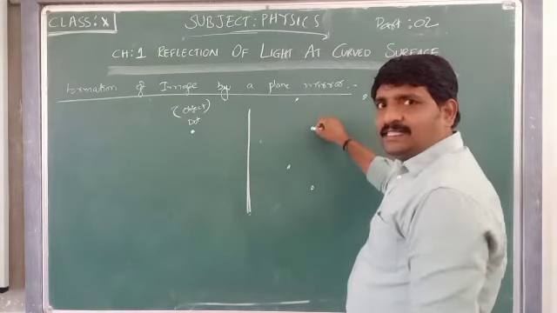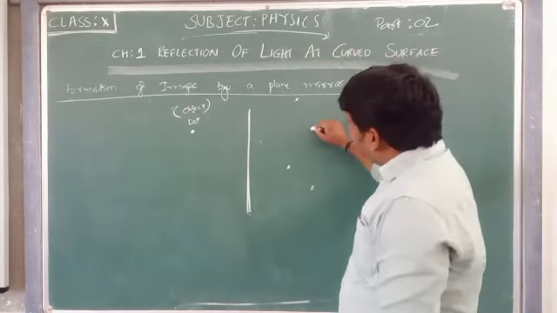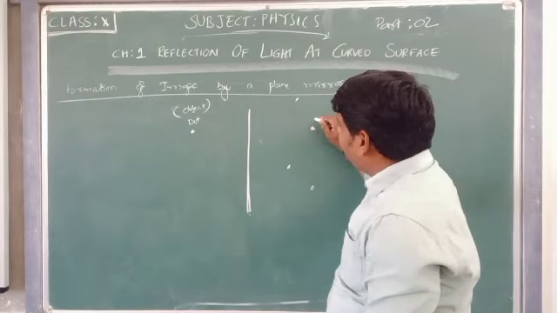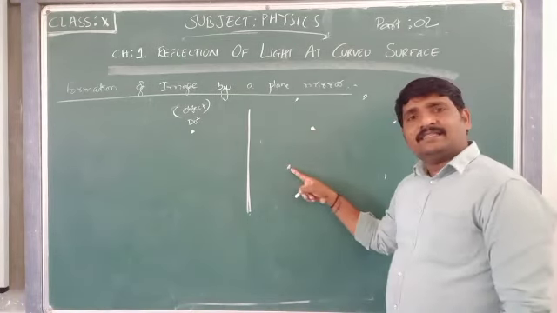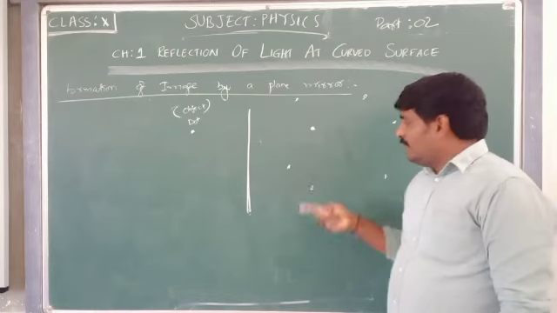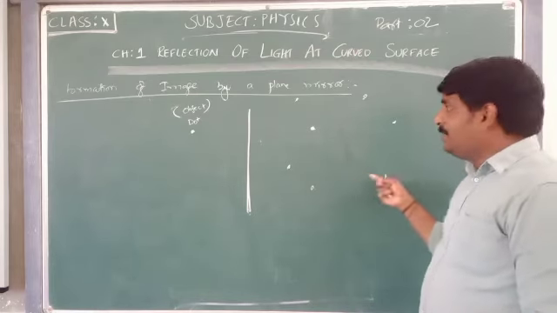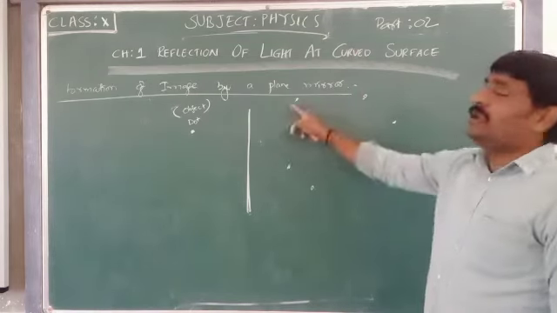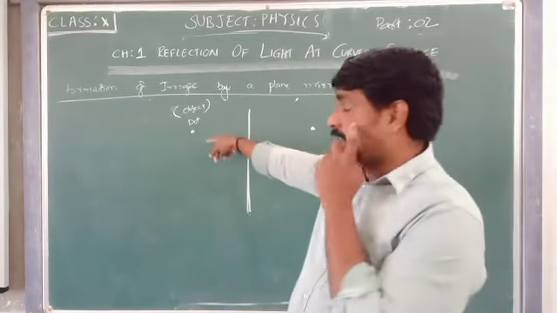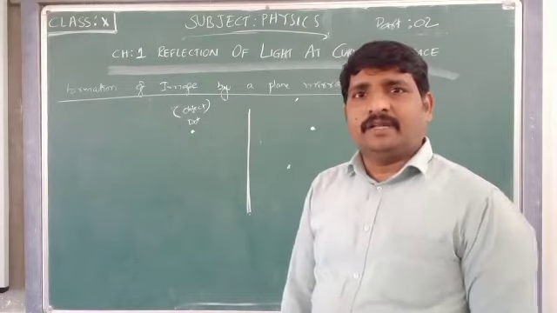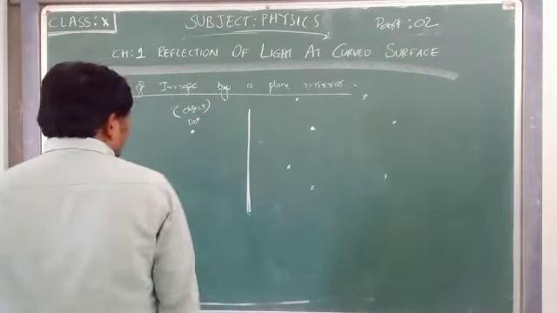If it is this, why exactly are we going to get the image of this dot object at this point only? Why can't this be acting as the image? Why can't this dot act as an image of the dot? Why can't all the remaining points act as images of that particular dot, this object? That is what we are going to discuss today. Okay, it's a very important discussion.